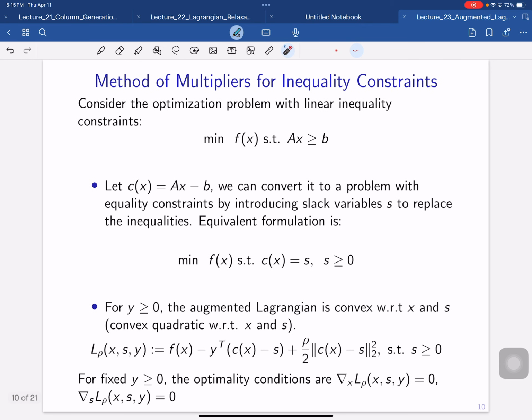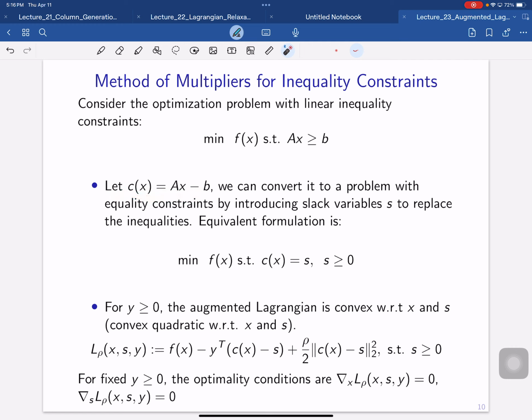Okay, so any high-level questions here? Then we've already talked about how to apply the method of multipliers for equality constraints. We also want to do inequality constraints. So we will show a very simple case where we have linear inequality constraints. This is essentially minimizing a convex function subject to linear inequality constraints. To simplify the notation a little bit, we write C of x to be Ax equals b.